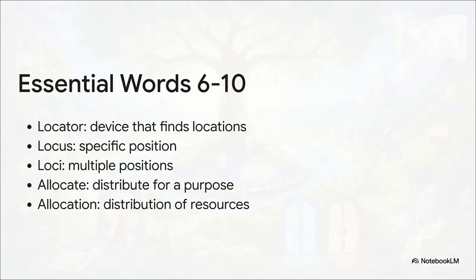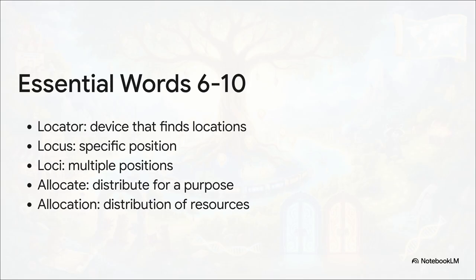Moving right along to the next 5 essential words. Number 6 is locator, pronounced locator. Its literal meaning is one that finds a place, and today we use it to describe a device or person that finds locations. Imagine a robot scholar using a GPS. The example is, the GPS locator helped us.